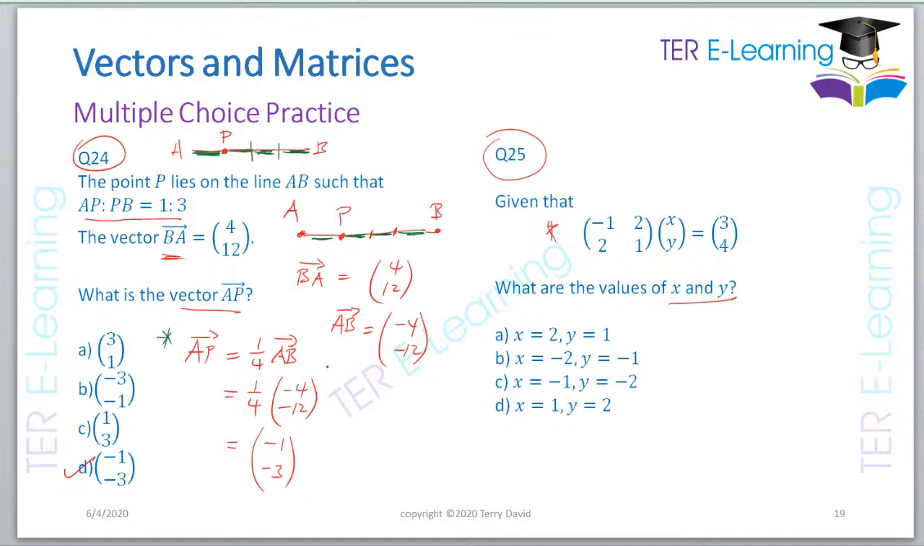AB is in the reverse direction. That is why, for this part here, I had to put a minus sign in front of it to make it minus 4, minus 12. And then if it's a quarter of AB, it's a quarter multiplied by minus 4, minus 12. That's a scalar multiplication. So a quarter by minus 4 gives me minus 1, and a quarter by minus 12 gives me minus 3.